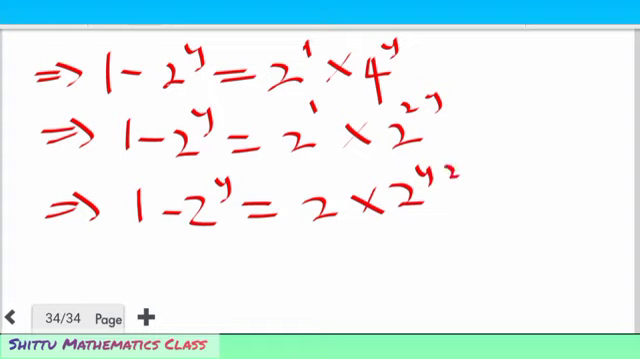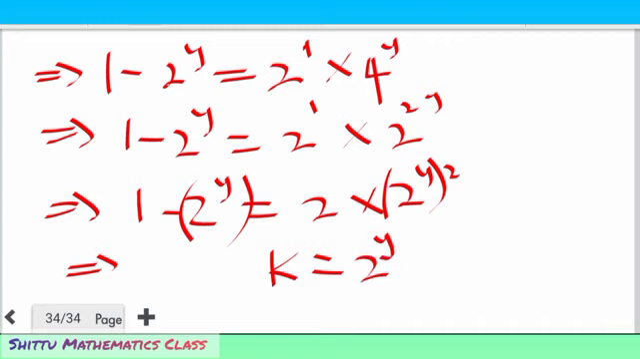It's still the same thing. Now we have 2 to power y again, so we can replace this 2 to power y by a constant, any constant of your choice. Let's use k. k is 2 to power y. So anywhere you see 2 to power y, you replace it with k. Now we go further.